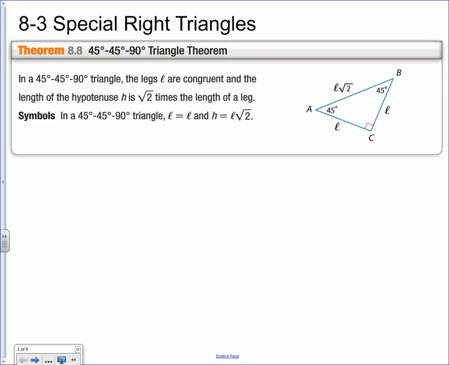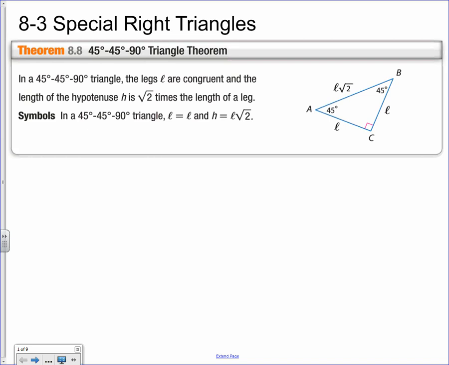We showed this to be true. We didn't prove it, but we showed it to be true by using a bunch of different 45, 45, 90 triangles in class. So if we're going from a leg to the hypotenuse, we multiply by root 2. If we are going from the hypotenuse to a leg, we would then divide by root 2. We've talked a lot about how multiplying and dividing are called inverse functions of each other. They undo each other.